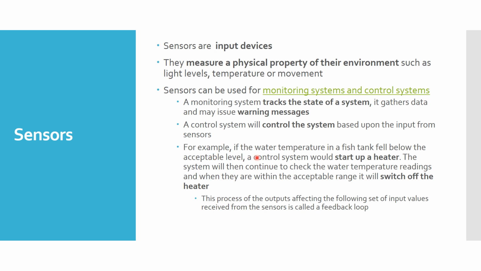For example, if the water temperature in a fish tank fell below the acceptable level, a control system would start up a heater. The system will then continue to check the water temperature readings, and when they are within the acceptable range, it will switch off the heater. This process, where the output affects the following input values received from the sensor, is called a feedback loop.